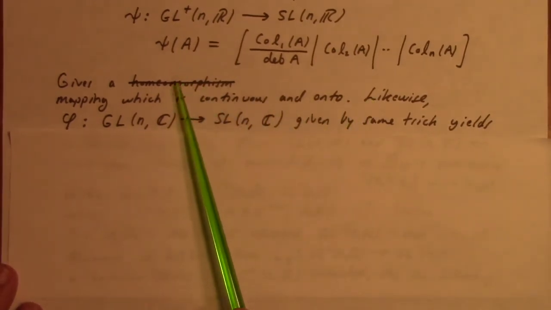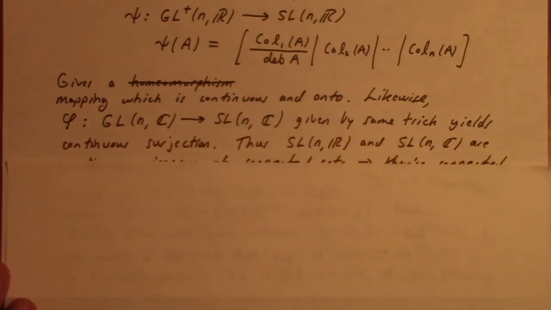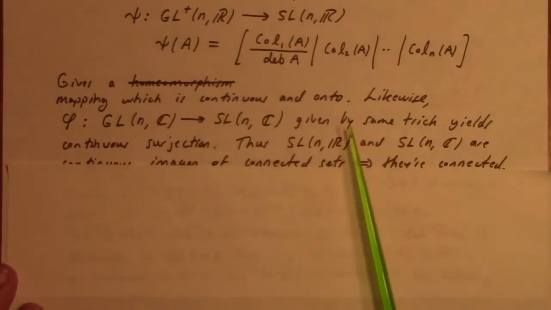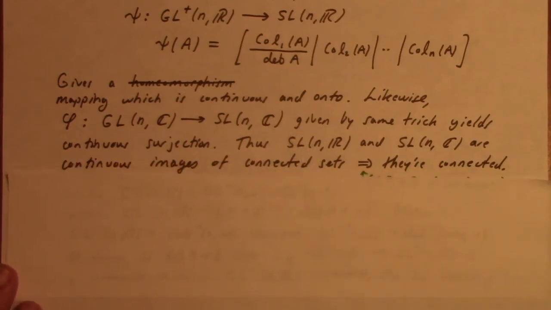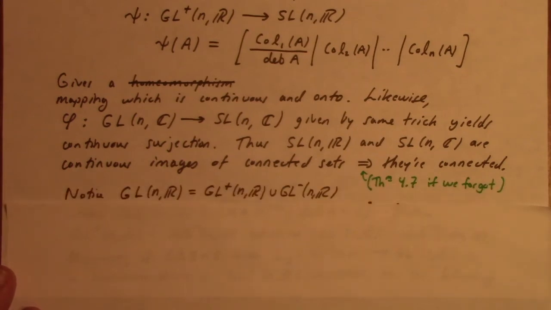So this is a continuous and onto mapping, and likewise you can define phi by the same trick for the complex case, and so SLNR and SLNC are the continuous image of connected sets, therefore they're connected. That's theorem 4.7, in case you forgot.